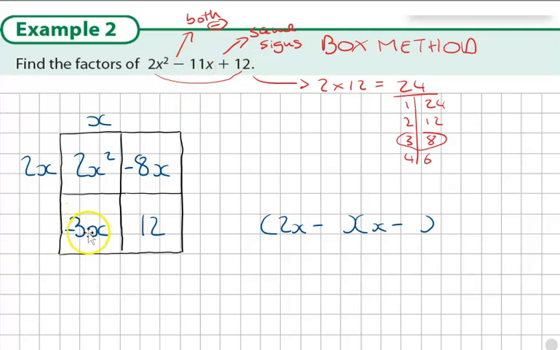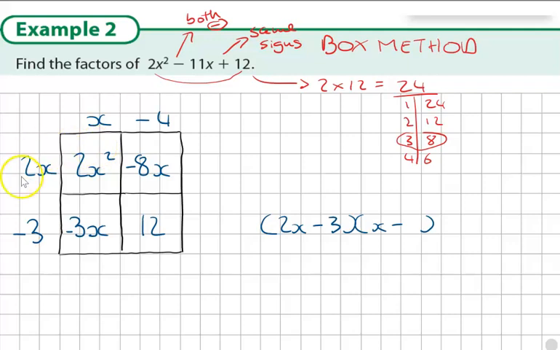So then I think, well, minus 3x divided by x gives me what? And I put that there. And then minus 8x divided by 2x gives me what? And I put that there. So minus 3x divided by x gives me minus 3. So I put minus 3 in the back of the first bracket. So I've got 2x minus 3 is one of my factors.